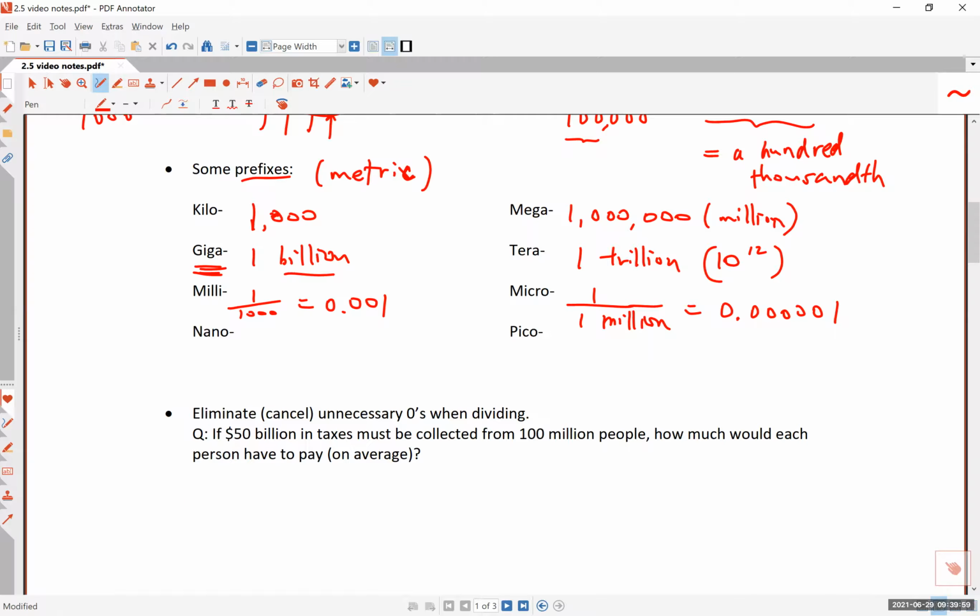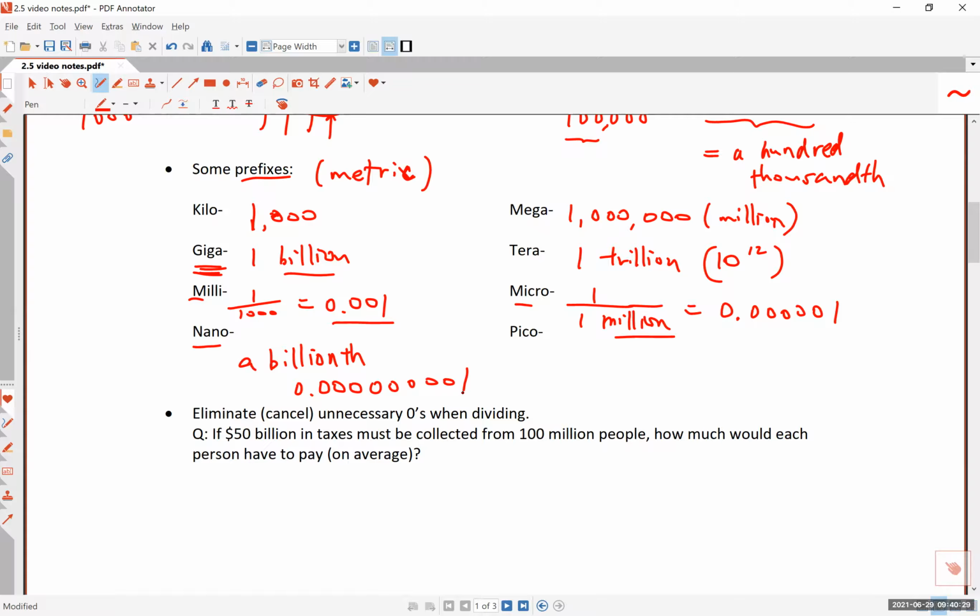Nano is even smaller, and all of these go by, you have to add 3 zeros to this, right? So milli, micro, and nano. Okay, what is a nano? You had a thousandth, a millionth, and so this would be a billionth. And so it's 0.000, now 1, 2, 3, 4, 5, 6, 7, 8, 9 zeros.